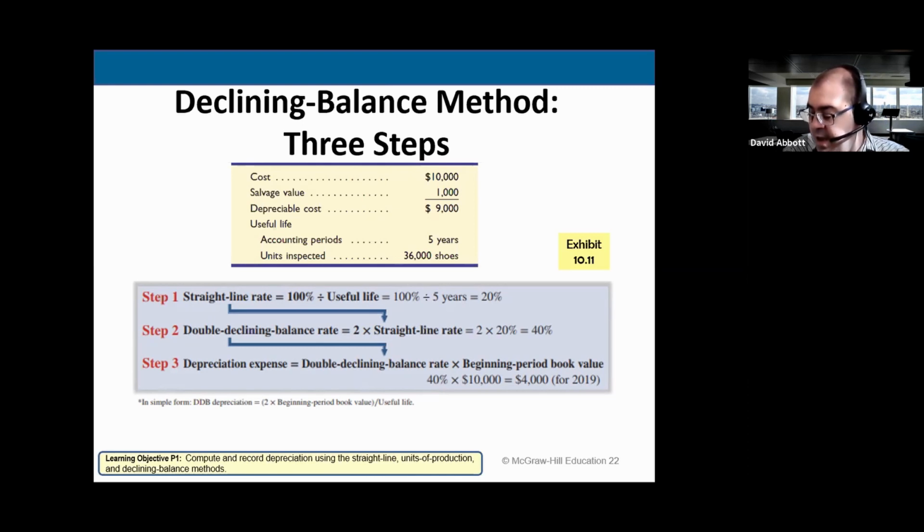per year. Next, we would double that 20% rate to get the declining balance rate of 40%, or 2/5 per year. And 3, we would compute depreciation expense as 40%, or 2/5, multiplied by the beginning book value.